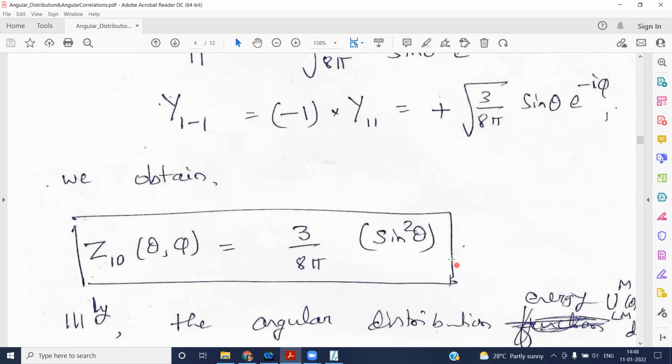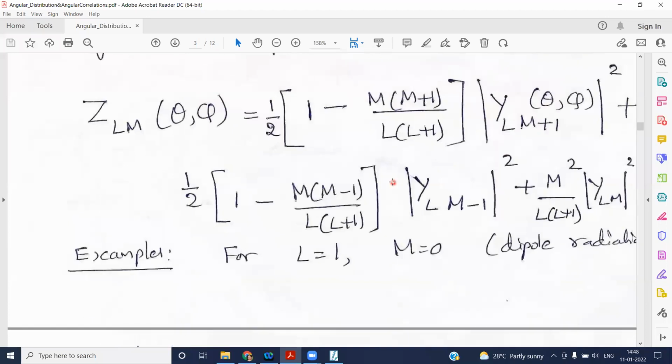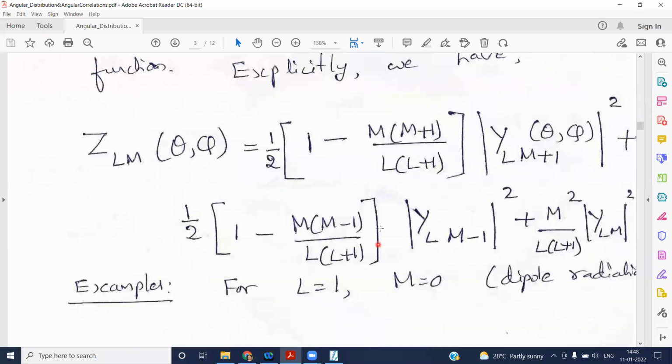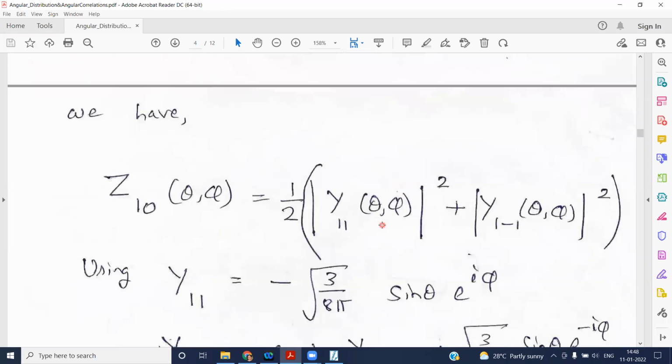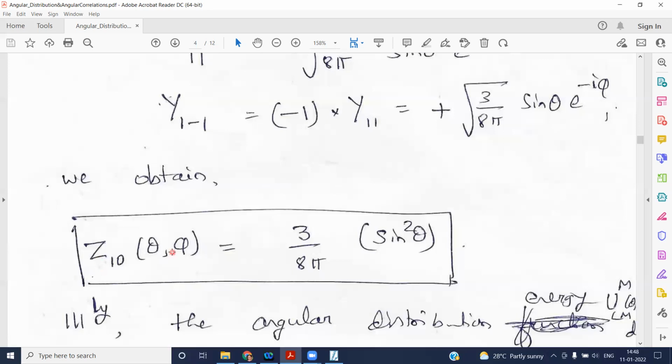This is very important. If I ask a question, write an expression for the angular distribution function, you should remember this. Given Y11, Y10, Y1-1, estimate the angular distribution function in the case of L equal to 1, M equal to 0. Or if I ask what is the angular distribution of dipole radiation, electric type, magnetic type, forget it, but what is the angular distribution function, then you have to be able to obtain Z10(theta, phi) is 3 by 8 pi into sine squared theta.